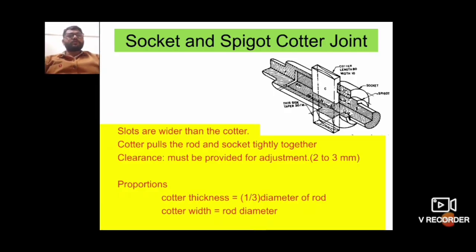The application of the quarter is to pull the rod and socket tightly together. Then clearance is provided, and the main reason for providing clearance is adjustment of 2 to 3 mm, so the spigot and socket can be tightly fitted. That is the main reason why clearance of 2 to 3 mm is provided, and the proportions are: quarter thickness is 1/3 the diameter of the rod and quarter width is equal to the rod diameter.